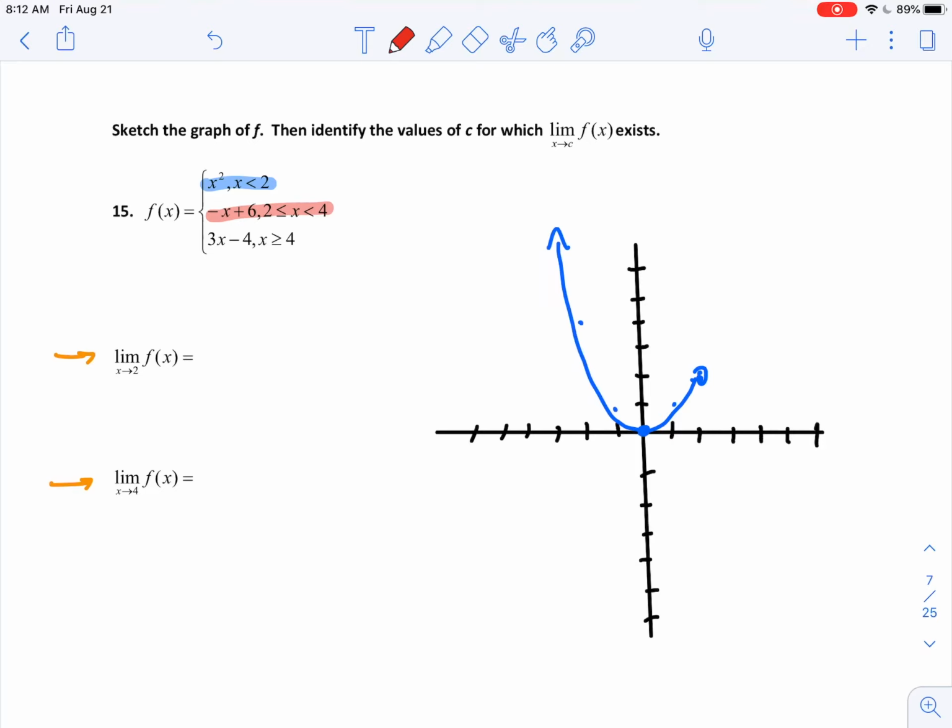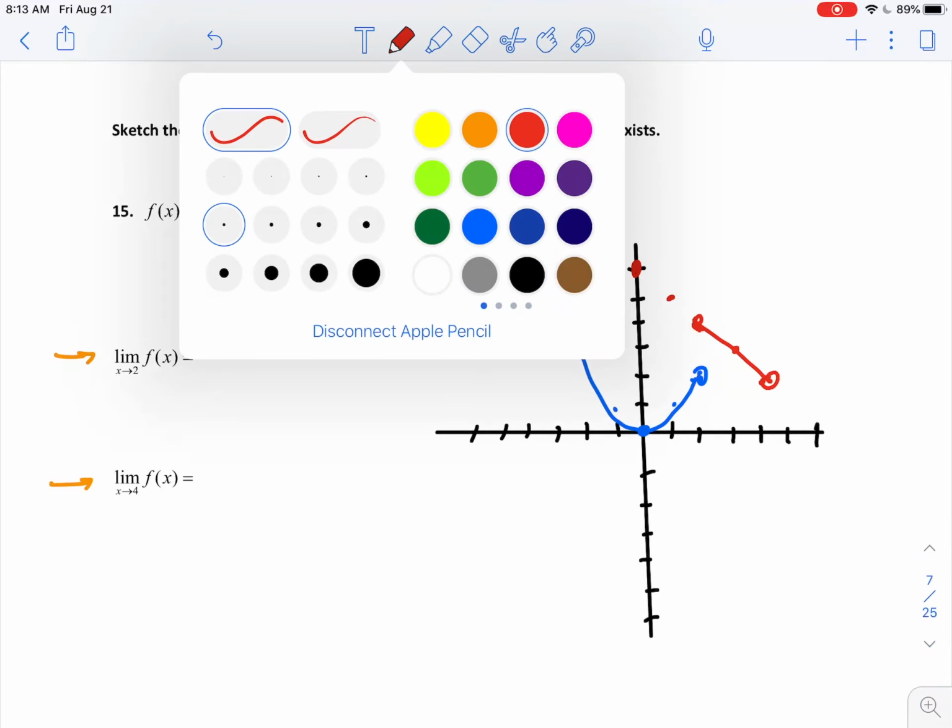Negative x plus 6 from 2 to 4. So my y-intercept is 6, down 1, right 1, down 1, right 1, down 1, right 1. From 2 to 4, so I'll go one more, down 1, right 1. So it looks like my graph's going to look like this, and I have 2 solid points on the end. Nope, that last one, sorry again. It's a hollow dot there because this inequality is just less than. And then 3x minus 4 for x is greater than or equal to 4.